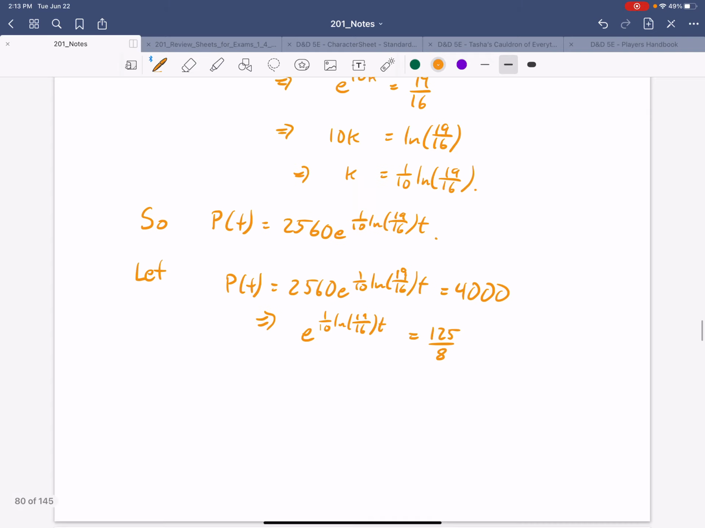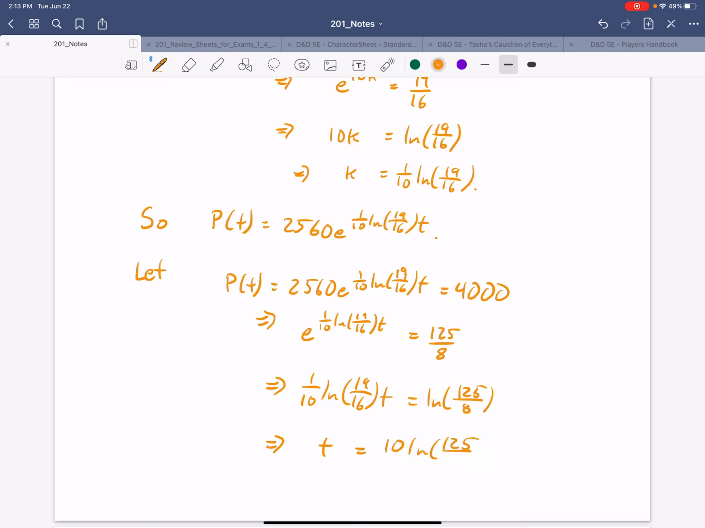So anyway, just do that. You don't need to simplify that, but I think it's just a little bit nicer to look at. Anyway, you're going to get 1/10 ln of this equals ln of that. And so we're going to get our answer that t equals 10 ln of this divided by ln of that. Okay.